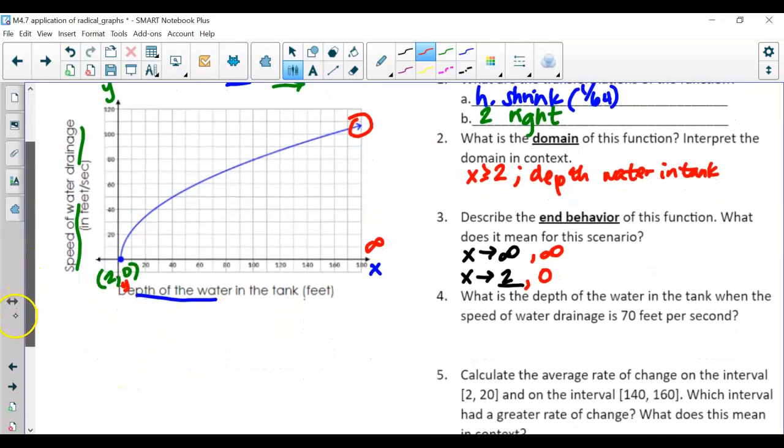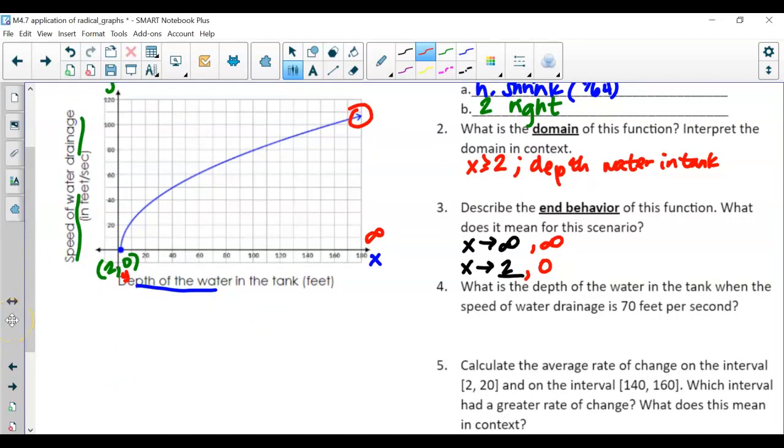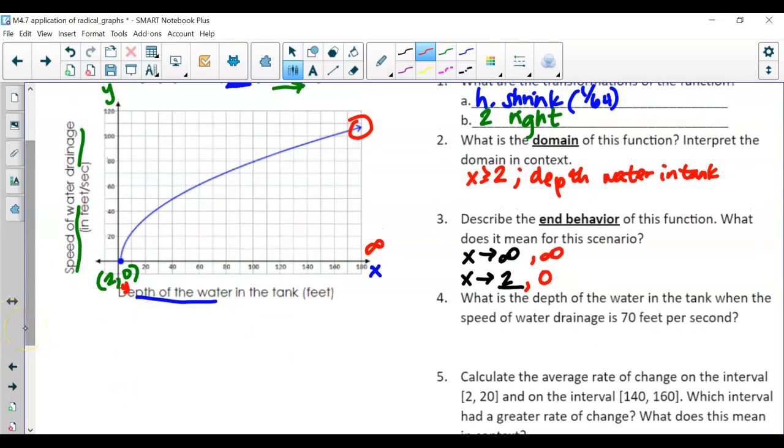And then here, number 4. Go ahead and pause the video and try to answer question number 4 on your own. And here we go. So now here, the 70 feet per second represents the speed. We want to know what is the depth. So we need to find 70 feet per second, which is the speed, which represents the y. So here we're going to look for 70, which is halfway here. So then what is right here? What is the depth of the water? 80 feet.